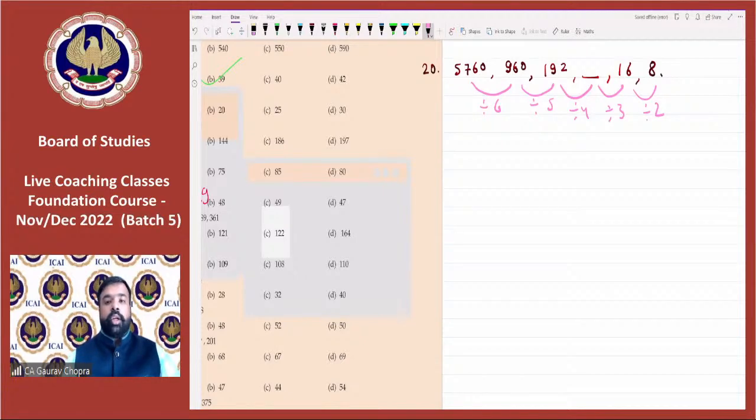So what will be the logic? 192 divided by 4 is how much? 48. And 48 divided by 3 is 16. So we can verify this and our answer is correct. So this was question number 20.